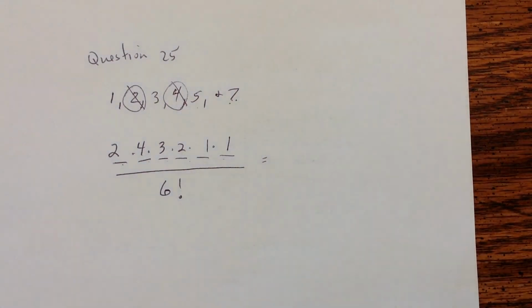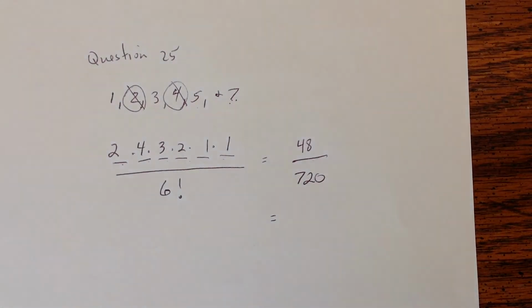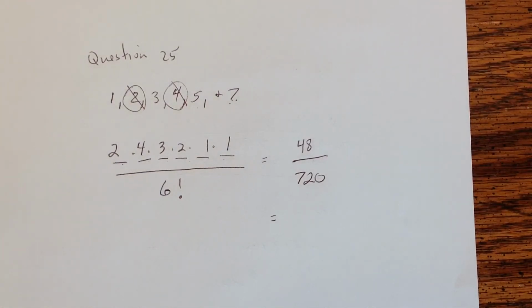So with our calculator, we have 720 in the bottom, and the top is 48, and then they wanted our answer as a fraction, so we need to reduce 48 over 720 to 1/15.